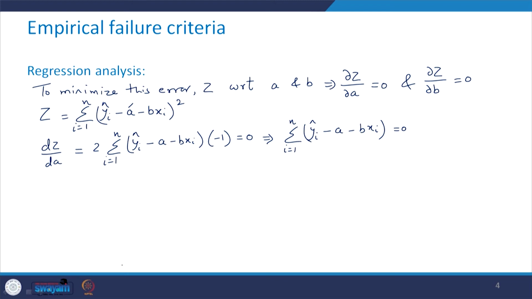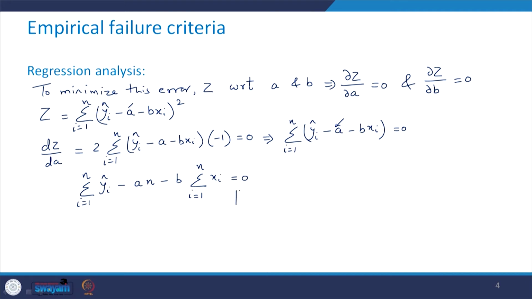So, you just split this up further. What you are going to get is summation i equal to 1 to n yi cap minus, see this a is not going to vary with respect to i. So, I can take that outside this summation sign. So, this is going to be a, but then it will be summed up over n times. So, its summation is going to be n. Then similarly you will have b summation i equal to 1 to n xi, which is equal to 0.